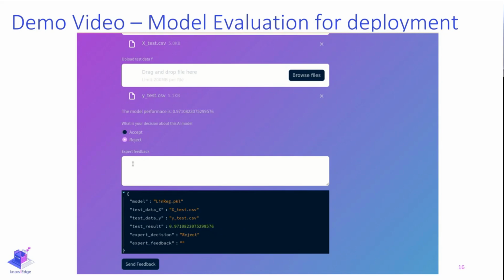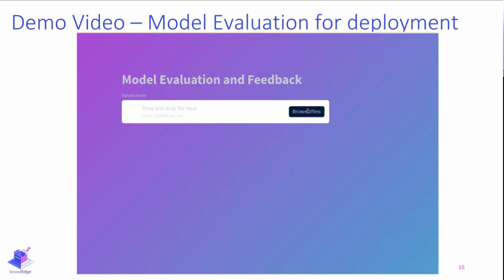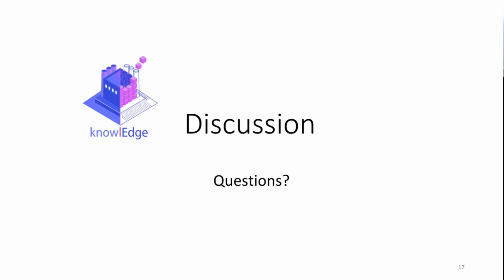In this case, the domain expert is not happy and indicated that he is going to reject it, and then this information is sent back to the AI engineer, who is going to rebuild this model because it didn't satisfy the end user. So with this, we end our talk, and if you have questions or comments, you're welcome.